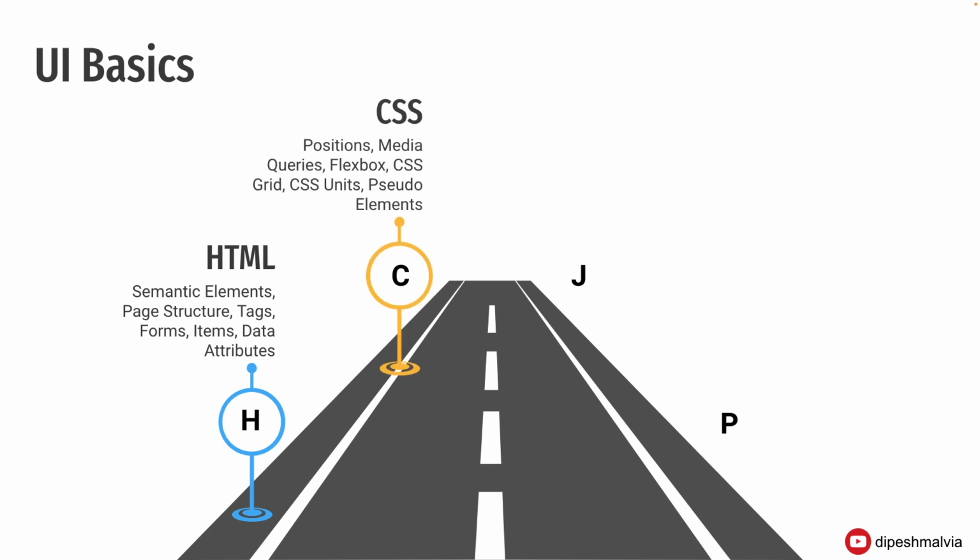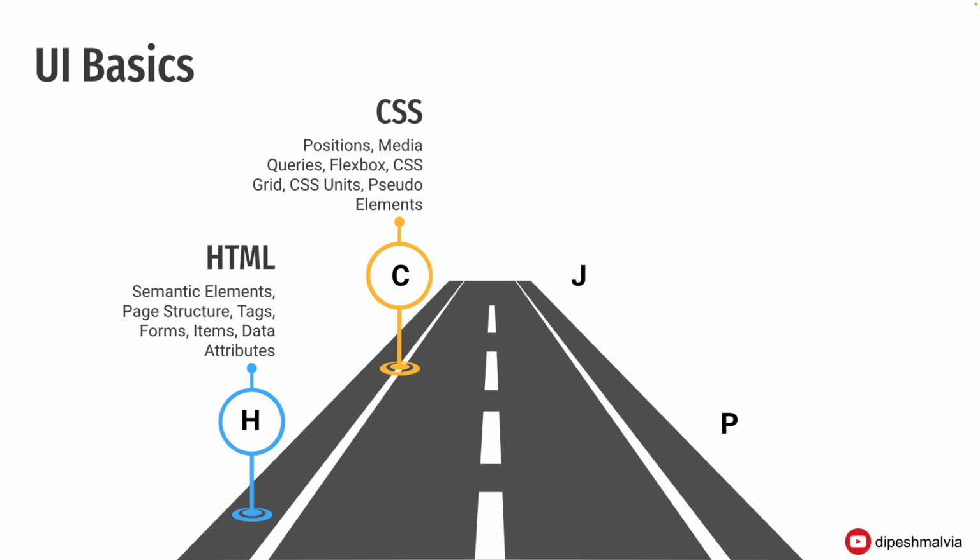Next, we should now start styling our web pages and focus on the appearance of our web pages. We should understand how CSS position works and how we can place the elements on the web page. We also want the web pages to be responsive so we can view them on mobile devices as well. So we understand about media queries, Flexbox and CSS grid.